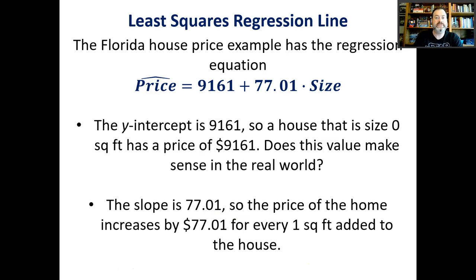This always makes sense. Slopes have to make sense based on the data, right? So if you're thinking about putting an addition on your house, you want to build a room like a 10 by 10 room and add it onto your house, you could expect the value of the house to go up about $7,700. That makes sense, right? So houses that are bigger do cost more money.